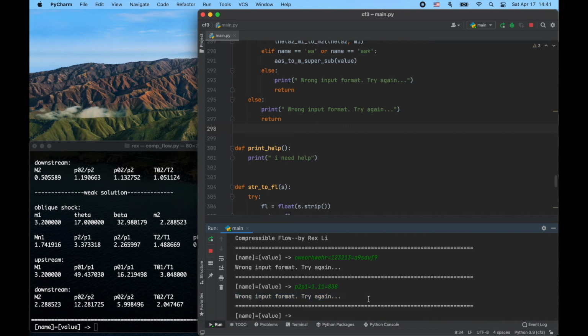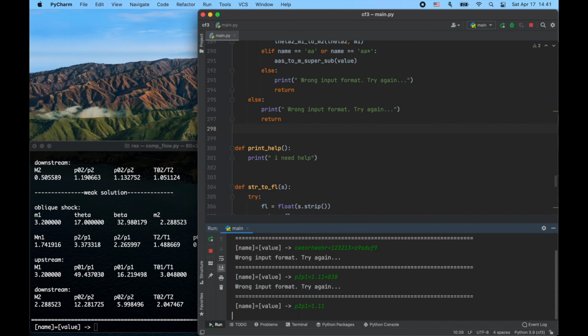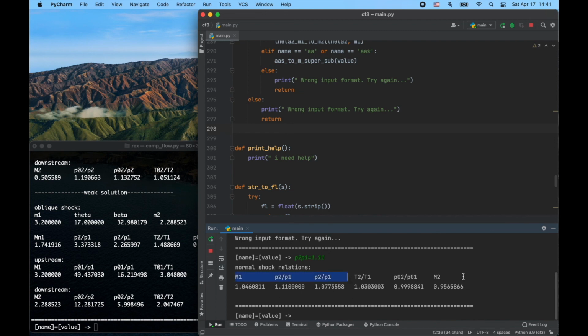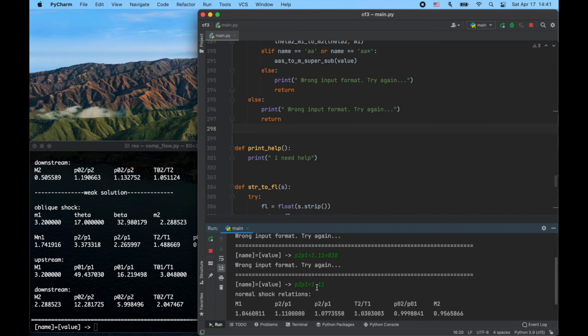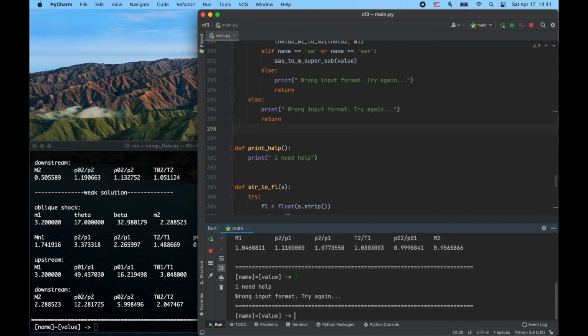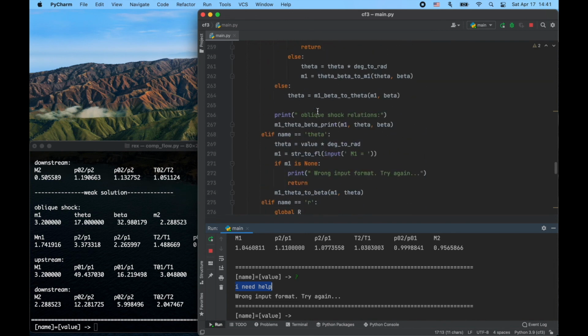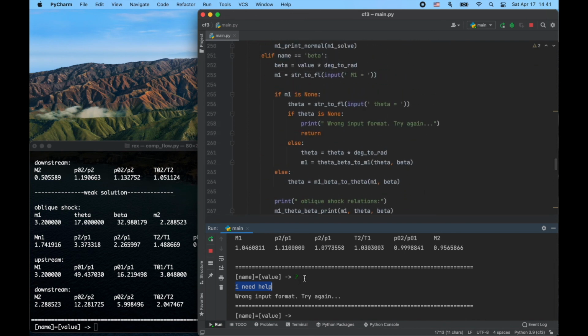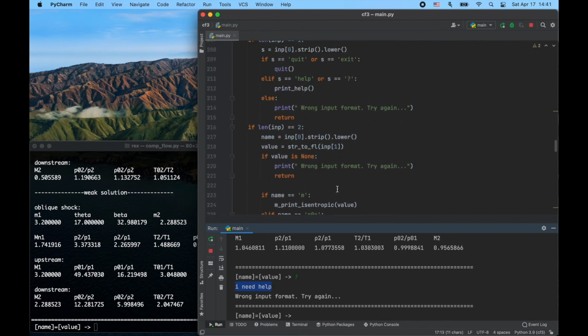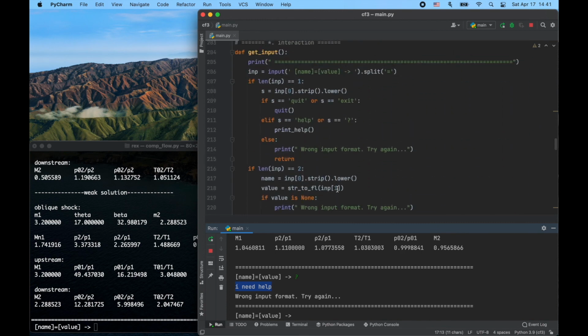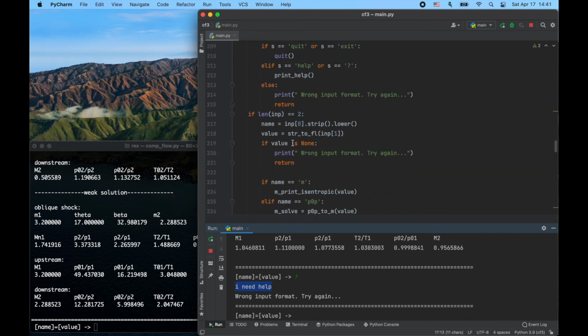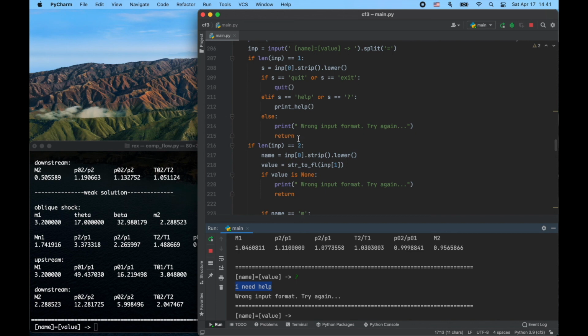What if we forget what kind of variables we have? It would be nice if we give it a... hold on. This one should not be wrong input. This one is correct. Oh, I think the problem is here. Oh, yeah, that is all right.